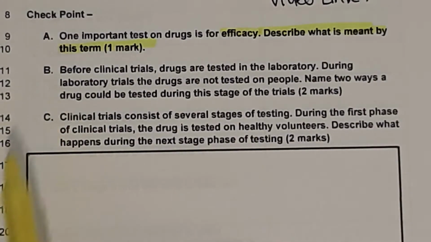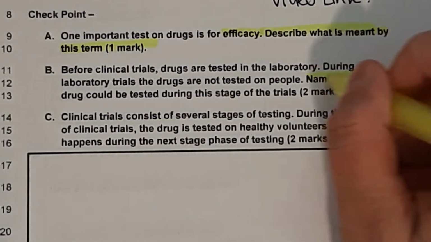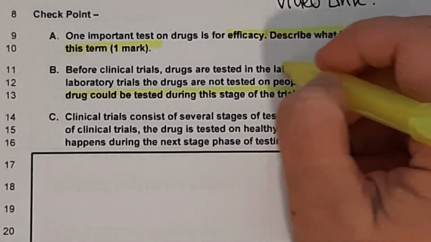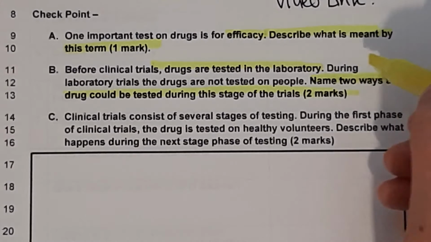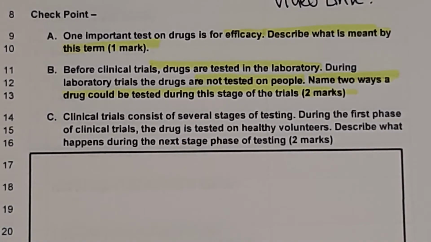Part B. Before clinical trials, drugs were tested in the laboratory. During laboratory trials, the drugs are not tested on people. Name 2 ways a drug could be tested during this stage of the trial. And that's worth 2 marks. So we're talking about drugs being tested in the laboratory, not on people. So how are they tested if they're not being tested on people?